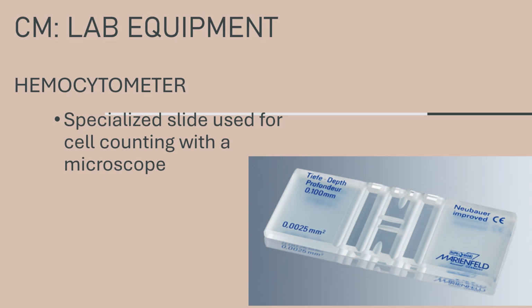Then the hemocytometer. The hemocytometer is a specialized slide that is used for cell counting with a microscope. In the clinical microscopy section, it is utilized in manual counting of cells present in body fluids like CSF and serous fluids. It provides a somewhat precise count of red cells, white cells, and epithelial cells present in body fluids.